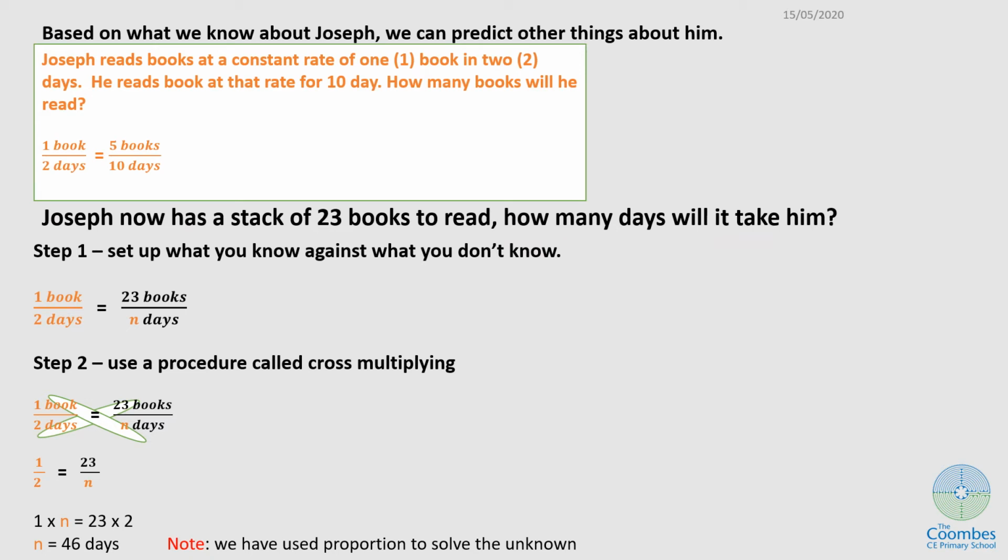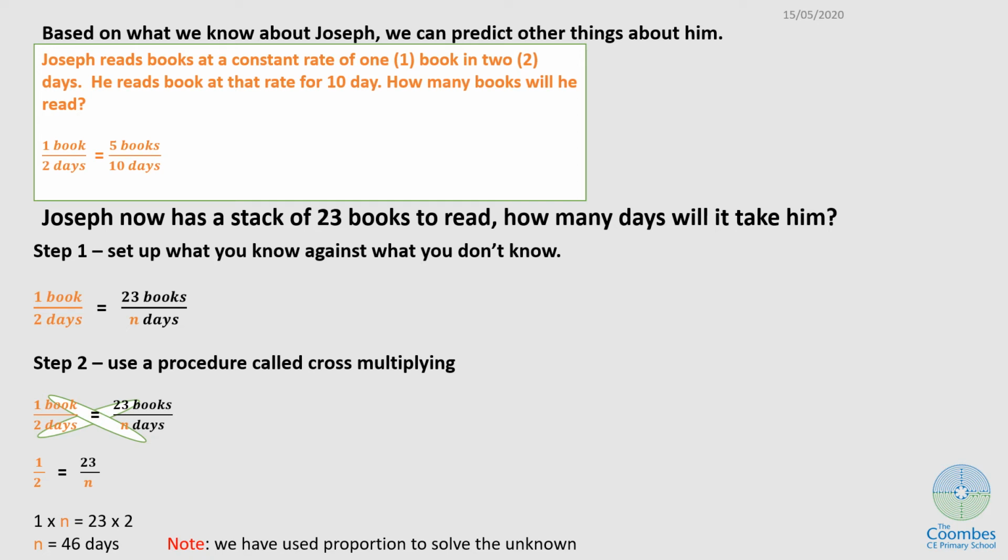We can do this in steps. In step 1, we set up what we know about Joseph already. We know it's 1 book in 2 days. So given 23 books, how many days will that be? To solve this, we use a procedure called cross multiplying. We will multiply 1 book and n, and then 23 books and 2.